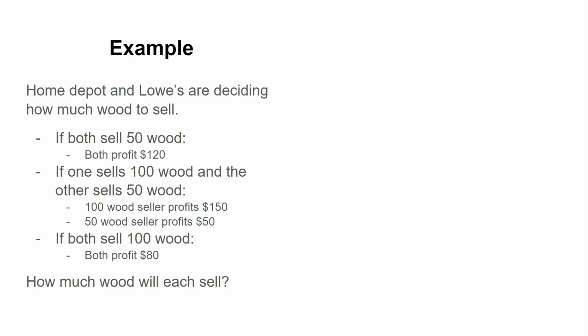Let's say Home Depot and Lowe's are each deciding how much wood they should sell. If both decide to sell 50 wood, they would both profit $120. If one decides to sell 50 wood and the other 100 wood, the 50 wood seller would receive $50 and the 100 wood seller would receive $150. If they both decide to sell 100 wood, they would both receive $80.